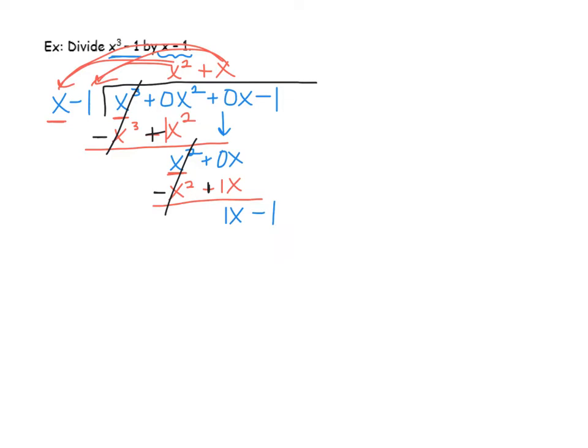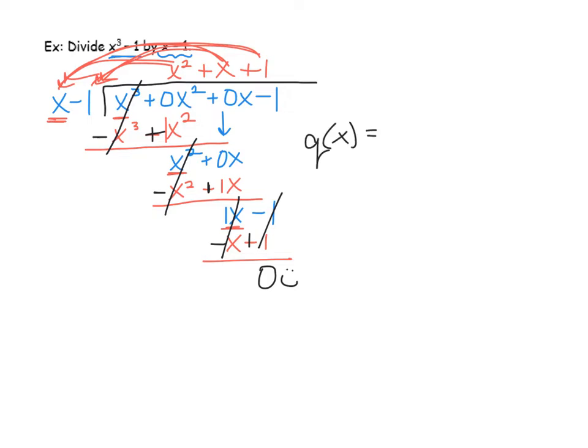And now notice that x will go into itself one time. And when we distribute it to both parts, we get x minus 1. And when we subtract, not only will the x's cancel out, but the 1's will cancel out. We get a remainder of 0. That means our quotient is just the part on top, x squared plus x plus 1.